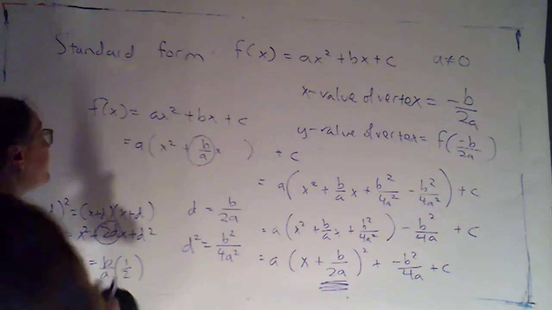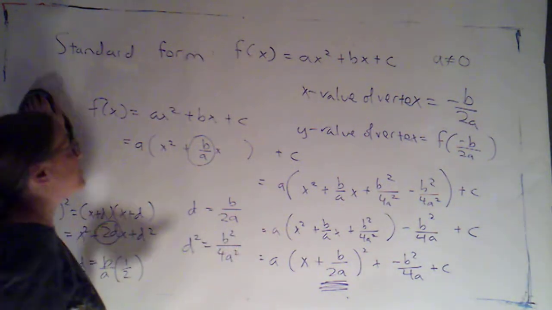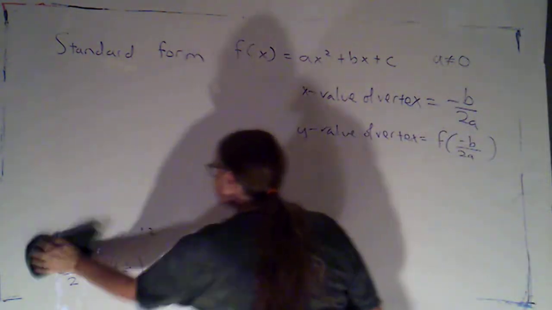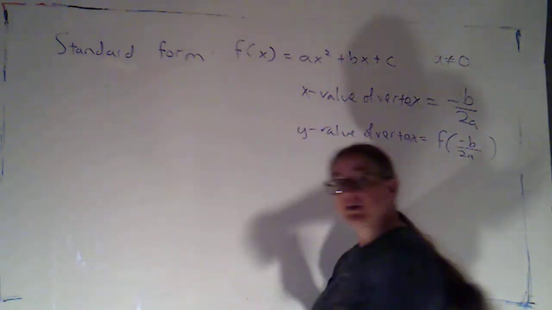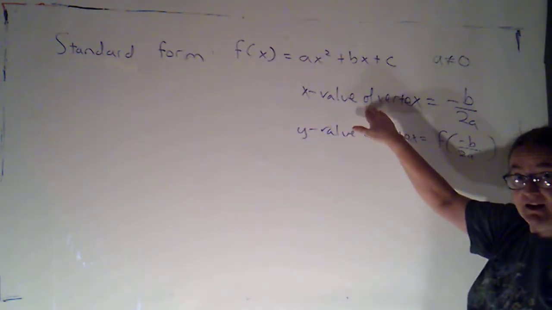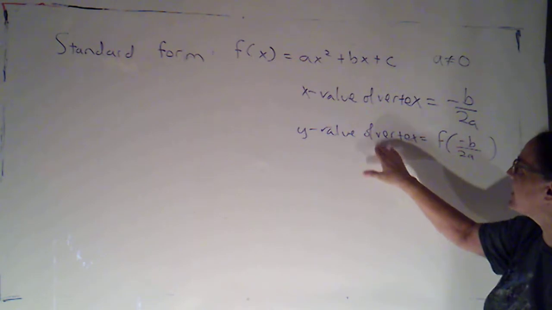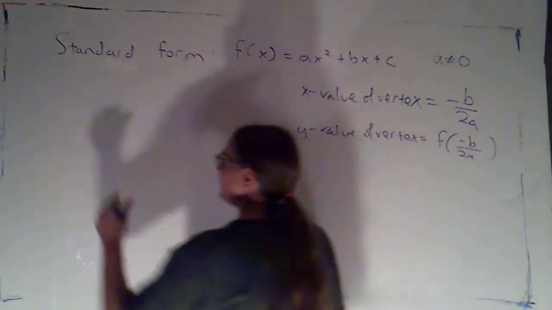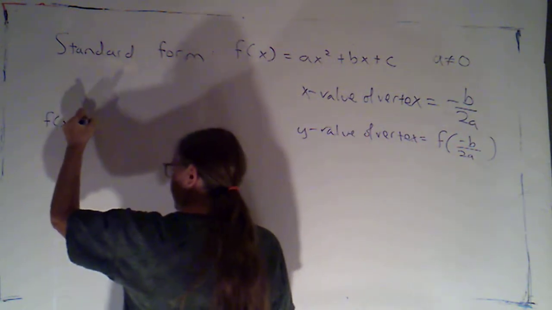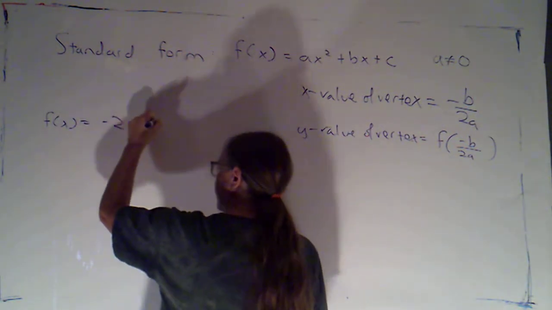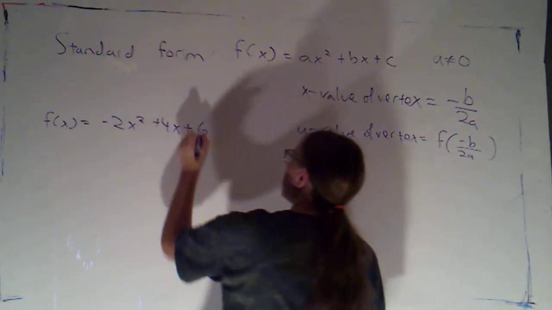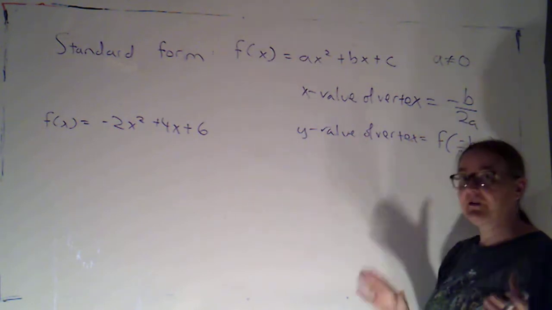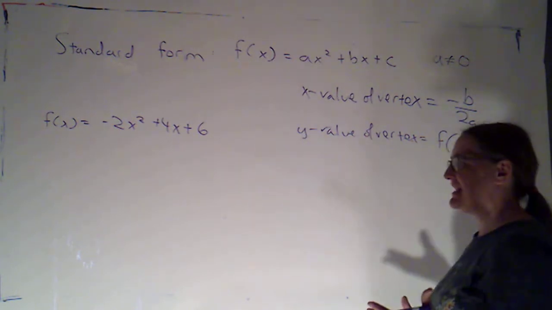So, having completed the square in this generic example, I can now use those results as a shortcut to go right to the x value of the vertex, which I can then plug in to get the y value of the vertex without having to complete the square. Let's just take a look at an example. Let's suppose I had f of x equals negative 2x squared plus 4x plus 6. And let's try to graph that, including the vertex and the intercepts.